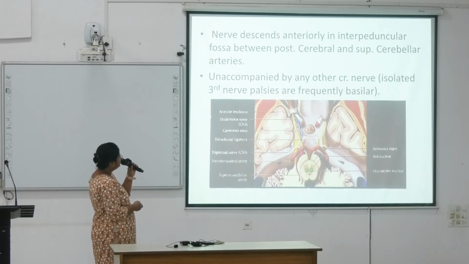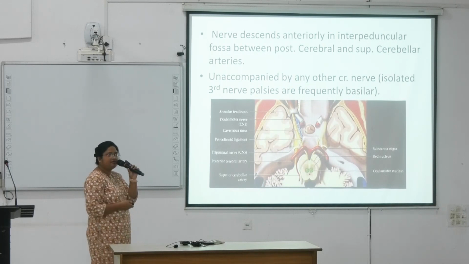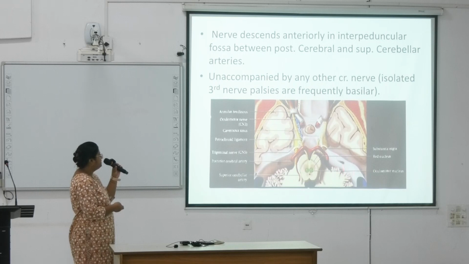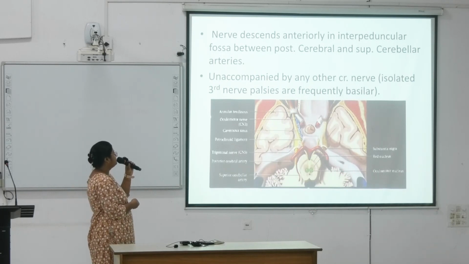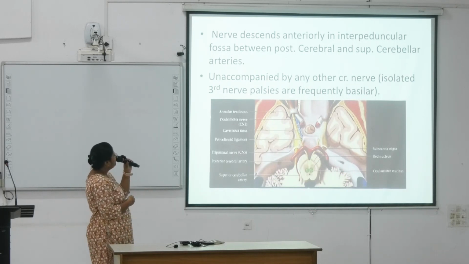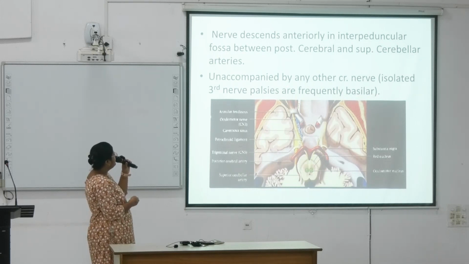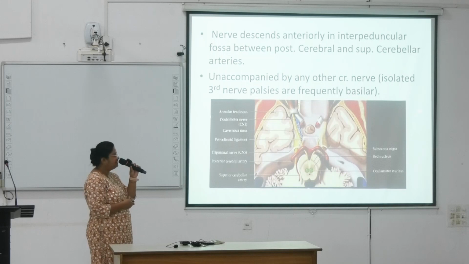Here, okay, the oculomotor nerve is passing between the posterior cerebral and superior cerebellar arteries. Superior cerebellar is a fine branch. This is a large branch, posterior cerebral. And unaccompanied by any other cranial nerve, isolated third nerve palsies are frequently basilar.